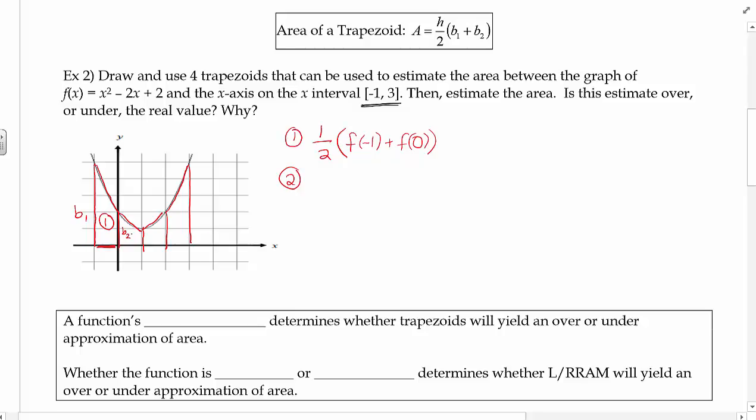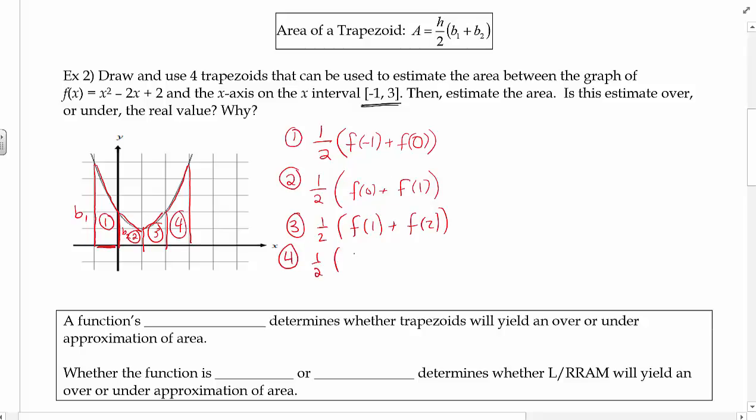And then trapezoid number 2 is going to have the same height. My first base is f of 0. My second base is f of 1. My third trapezoid is still going to be a half times f of 1 plus f of 2. And then my fourth trapezoid is going to be 1/2 times f of 2 plus f of 3.